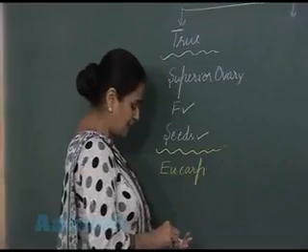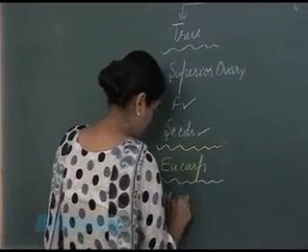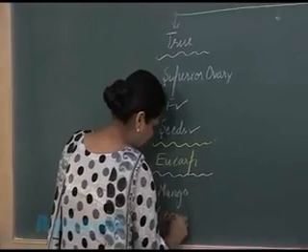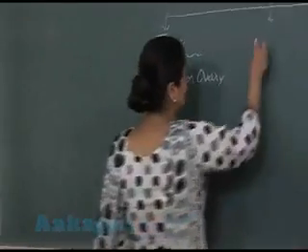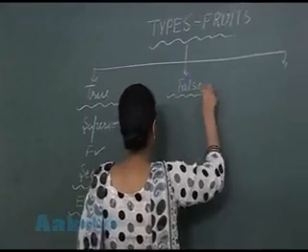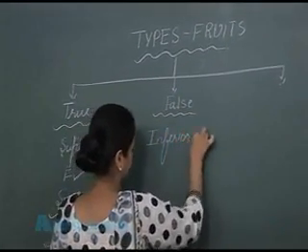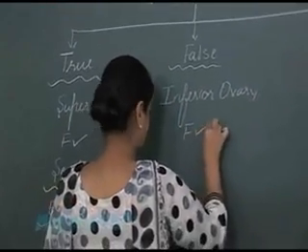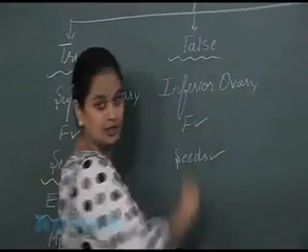Now this eucarp is present in the mango. Mango is a true fruit. Another example we can write here, that is coconut. Now the next category, that is false fruit. Now the false fruit is formed from inferior ovary after the fertilization, and in this fruit there is presence of seeds.